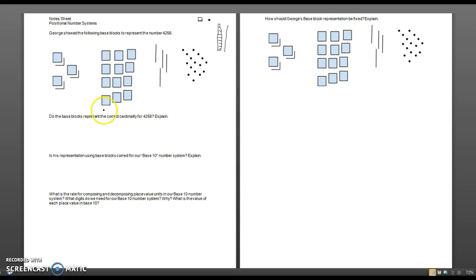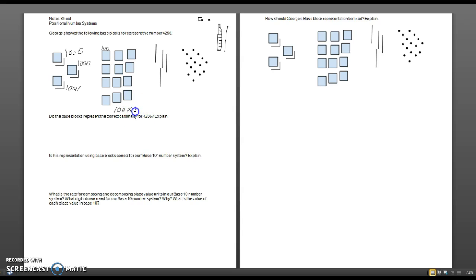Okay? All right, my first question is, do the base 10 blocks represent the correct cardinality for 4,256? Let's take a look at this. It's going to be worth our time to do this slowly. If I look at this piece right here, that's worth 1,000 units. That's worth 1,000 units. 1,000 units. Each of these is 100 units, right? So I'm going to put 100 times 1, 2, 3, 4, 5, 6, 7, 8, 9, 10, 11, 12.